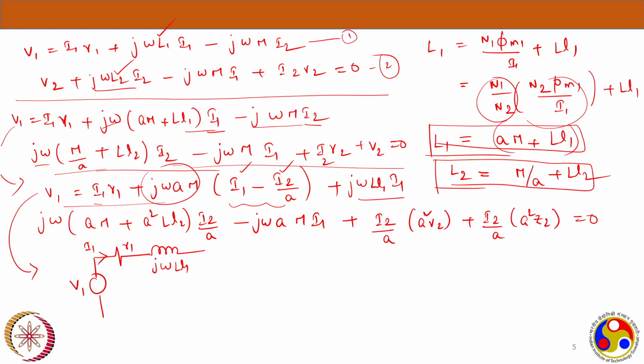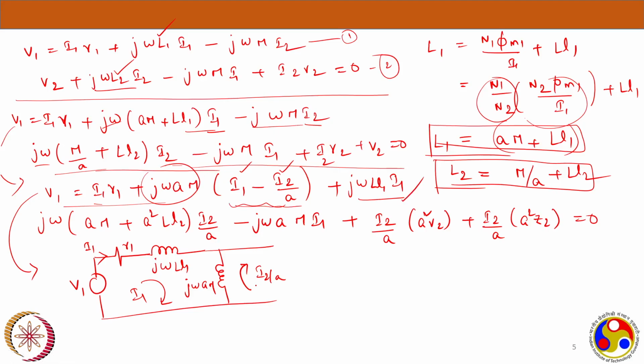Now this particular term which is the shared branch, there is j omega aM. So here it is I1, and here it should be I2 by a. Can someone tell me the direction of I2 by a? It should be clockwise or anti-clockwise? Sir, clockwise. Yeah, it should be clockwise. Then only it will be the negative of it, I1 minus I2 by a. Okay, now we have approached the secondary side because all terms on the primary are completed.